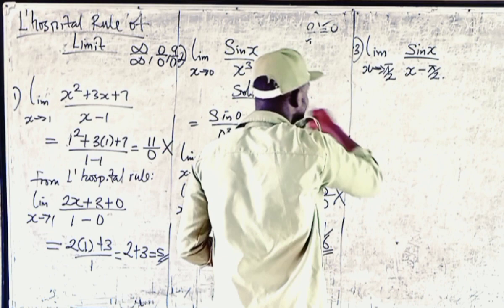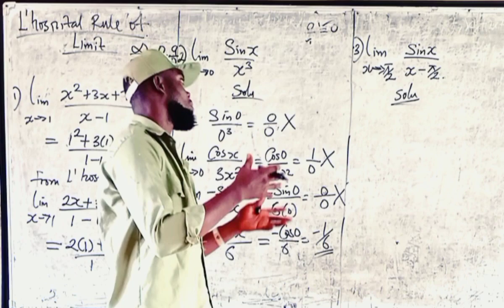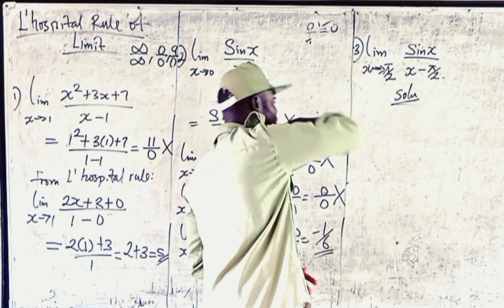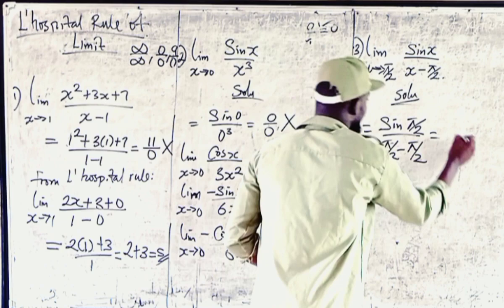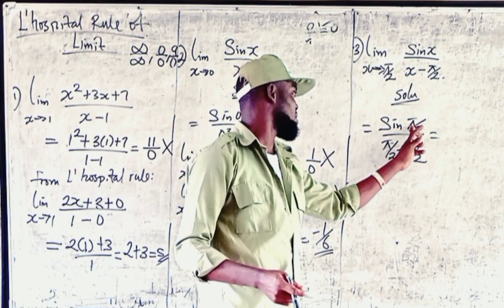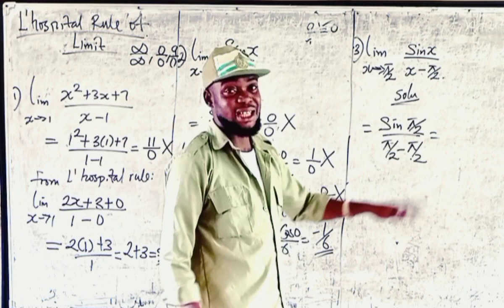The last question: find the limit as x approaches pi over 2 of sine x over x minus pi over 2. Now, let's go for the direct substitution method, that is the first method. Substitute directly, and we have sine pi over 2 all over pi over 2 minus pi over 2. That gives us sine pi over 2 in radians, because the angles are given in radians. This pi in front of the trig function is 180 degrees, but this pi in the denominator, which is not in front of any trig function, is 3.142.